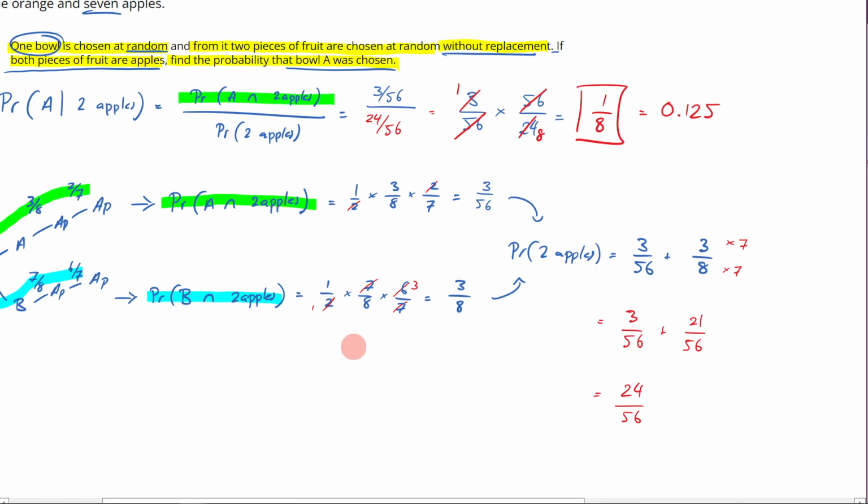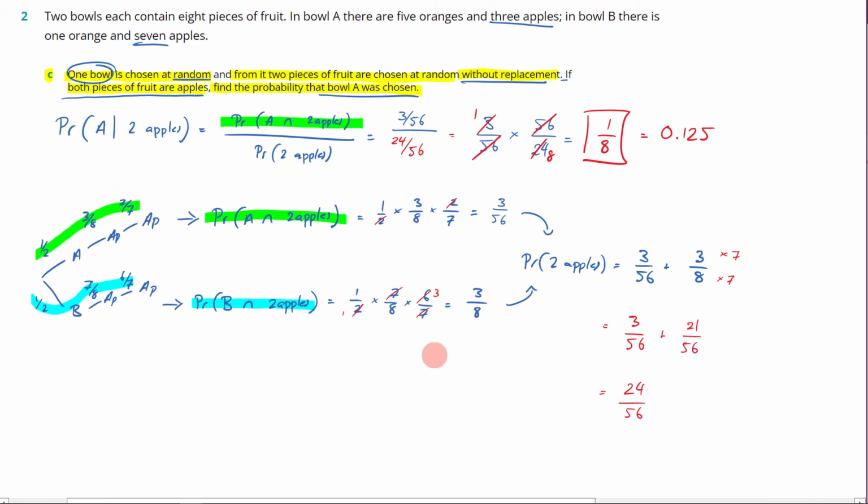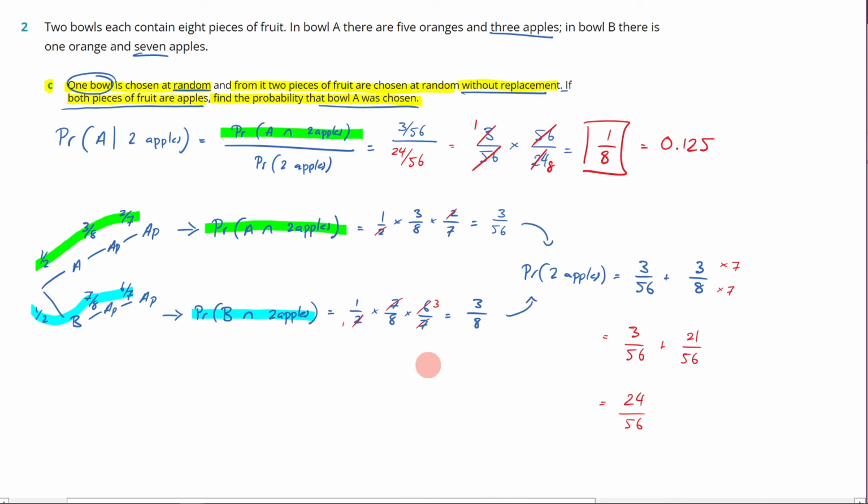A very nice question. Make sure that you simplify before multiplying. Otherwise, you're going to be in a world of pain. But that's how you answer part C. Hopefully you found this helpful.